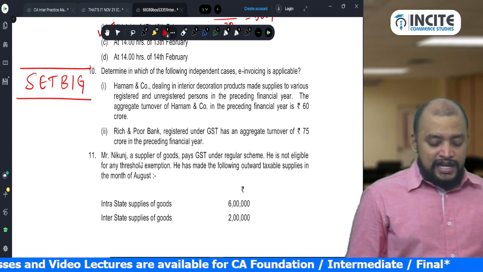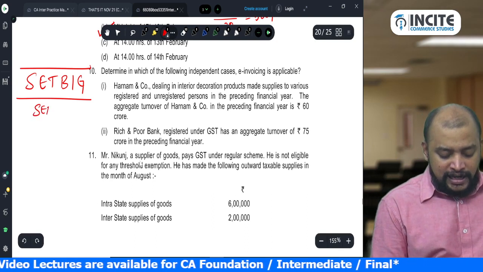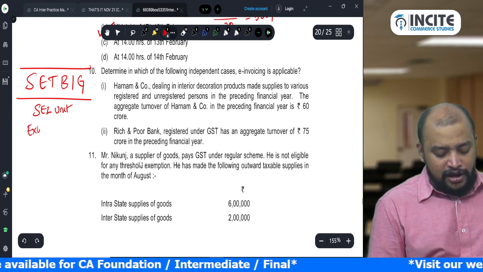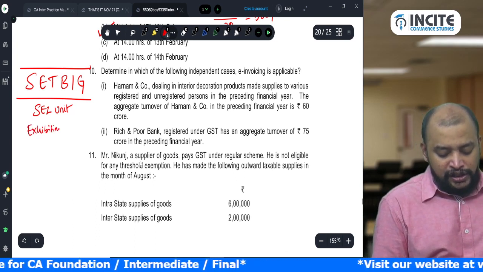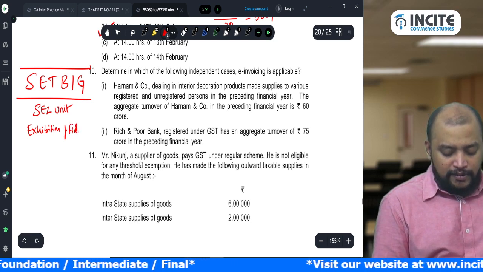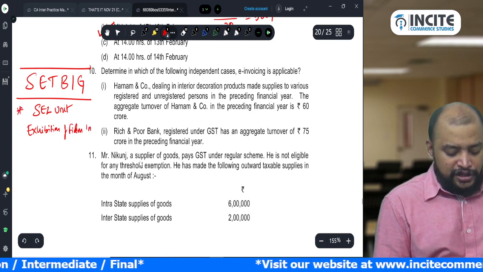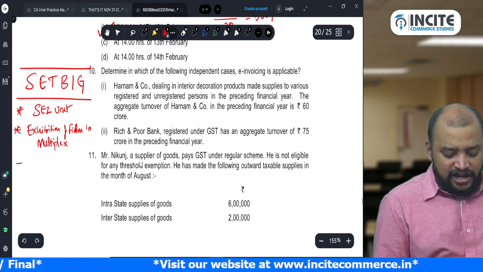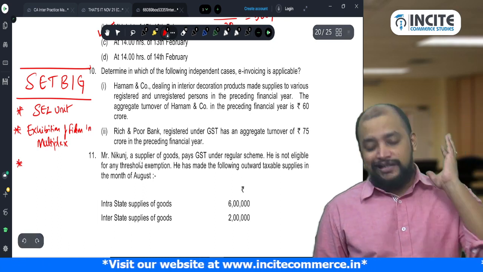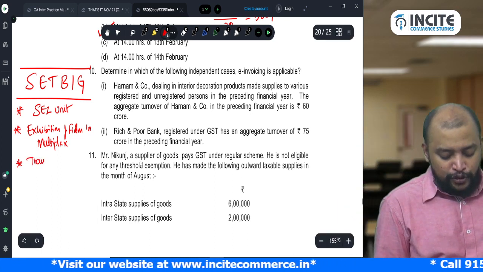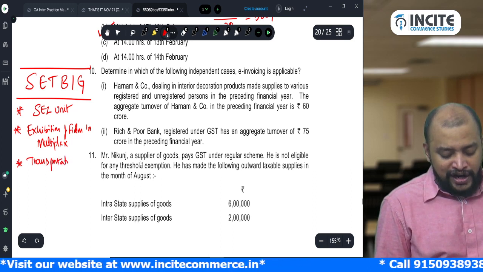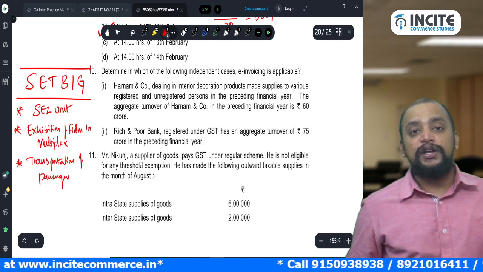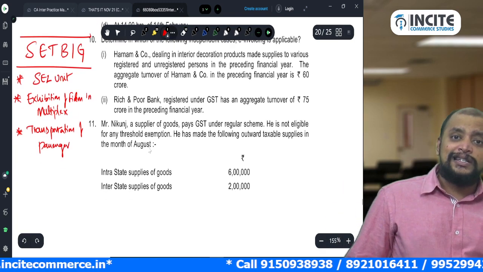What is that? S for SEZ unit. E for exhibition of film in multiplex. Then T for transportation of passenger service. If you are into transportation of passenger service, say airlines, etc., they are not required to give e-invoice even if their aggregate turnover exceeds 50 crores.